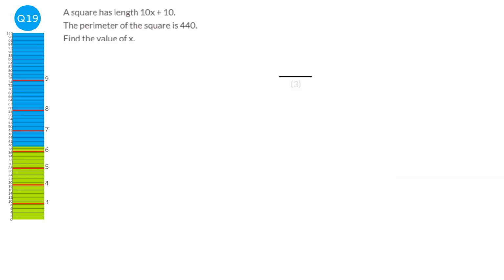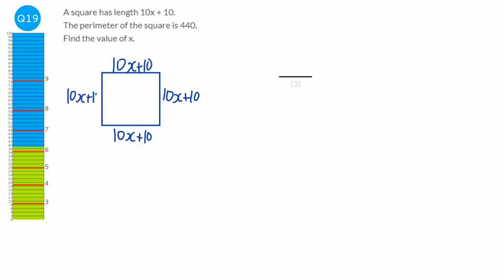First thing I'm going to do is just draw the square out, and we know the length of it is 10x plus 10, but it is a square, so that's the same all the way around it. But we're also told that the perimeter is 440. So what we can do is work out the perimeter in algebra by multiplying 10x plus 10 by 4, or just adding up the 4 lengths. So we're going to do 4 times 10x plus 10.